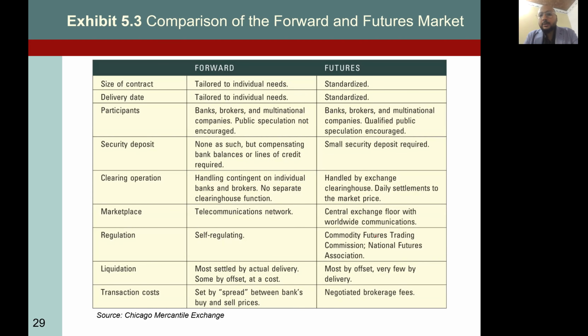So what is the difference between forward and future? Like I told you, the delivery date is also standardized. The forward is customized, future is standardized. For example, futures are only available for 30 days, 60 days, 90 days. But if you need 45 days, you can go for a forward contract. Delivery date is customized in forward, but here it is standardized. Participants in forward can be banks, brokers, multinationals, but in futures they can be banks, brokers, multinationals, qualified public speculators, and all those stuff.